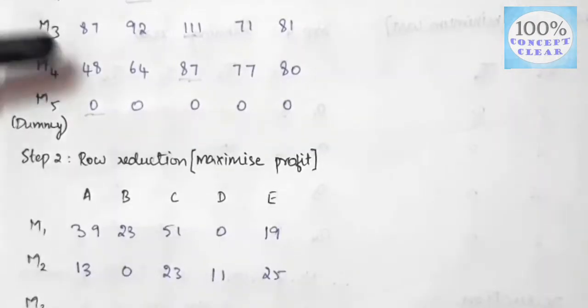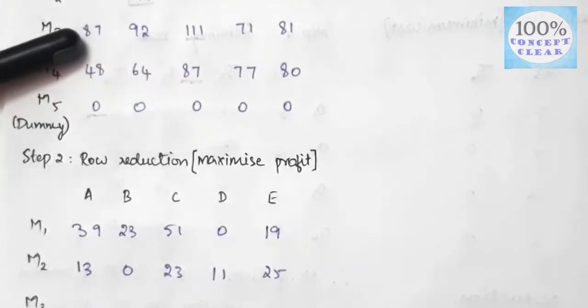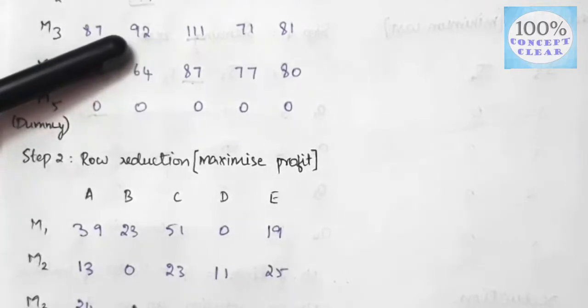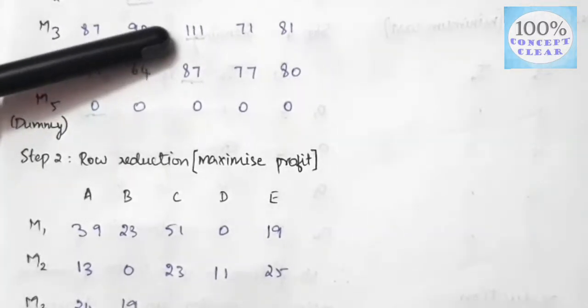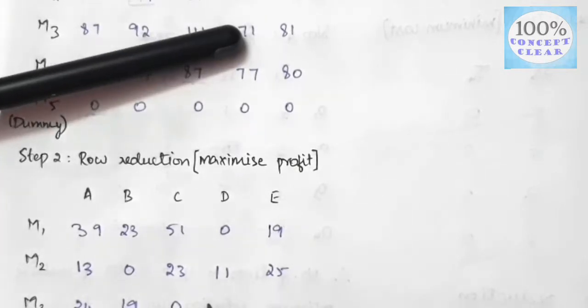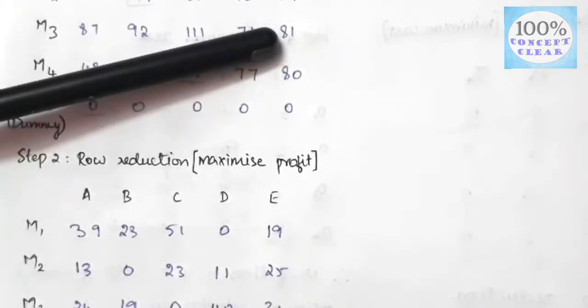Now in the third row, 111 is the maximum value, so 111 minus 87 is 24, and 111 minus 92 is 19, and 111 minus 111 is 0, and 111 minus 71 is 40, and 111 minus 81 is 30.